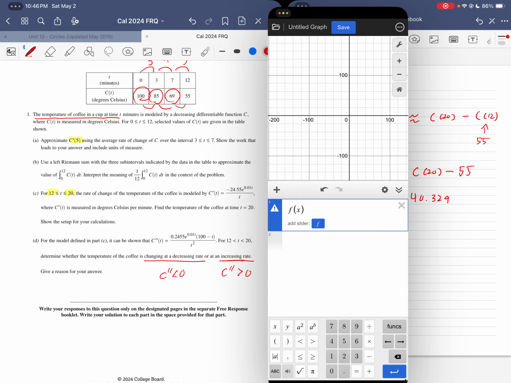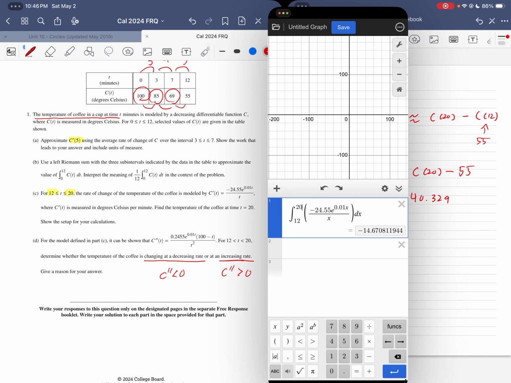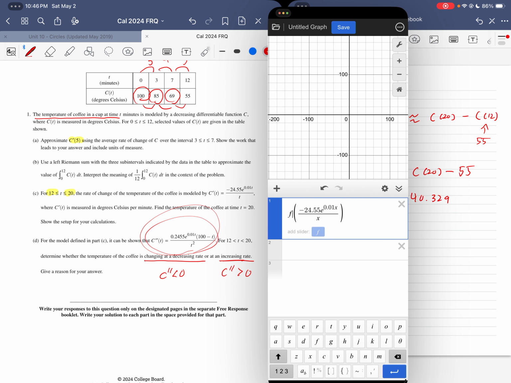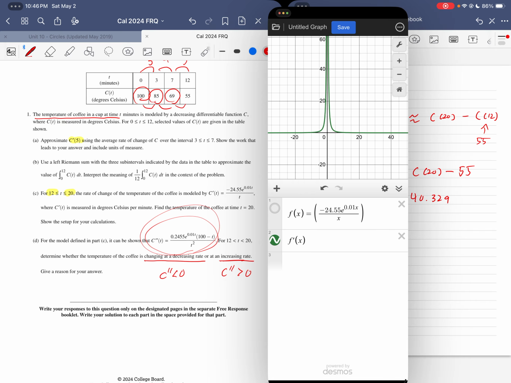Actually, you know what? For you guys, let me show you something. Assuming they did not give us this equation here, this is what you could have done. You can put f of x equals, you see this graph? What you could have done is f prime of x. And you can use this graph here. That's very easy, right? So we can use this exact same graph.